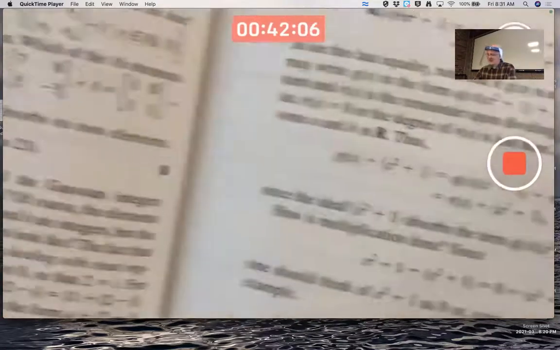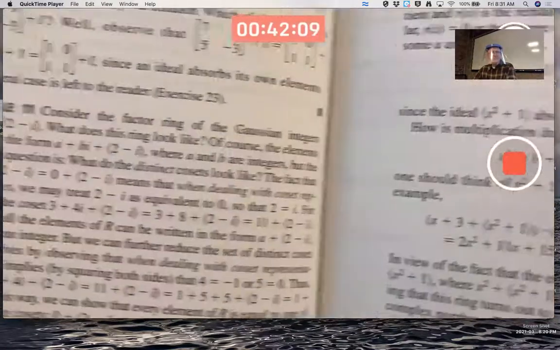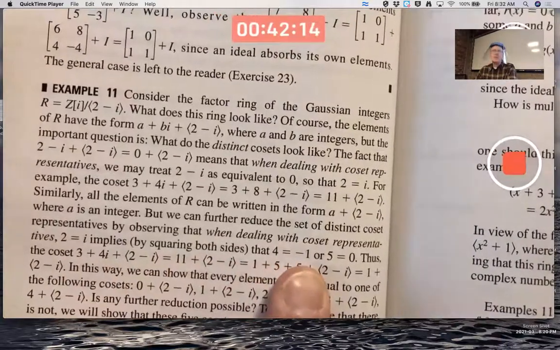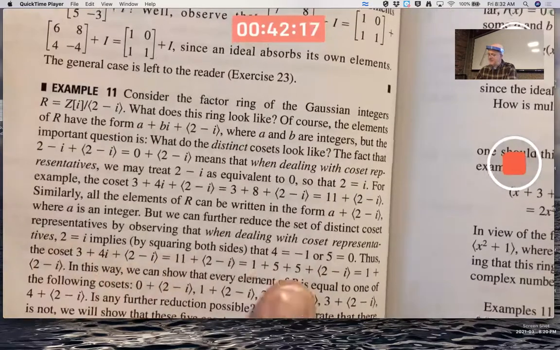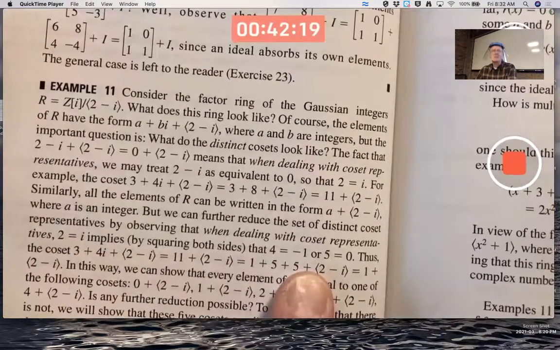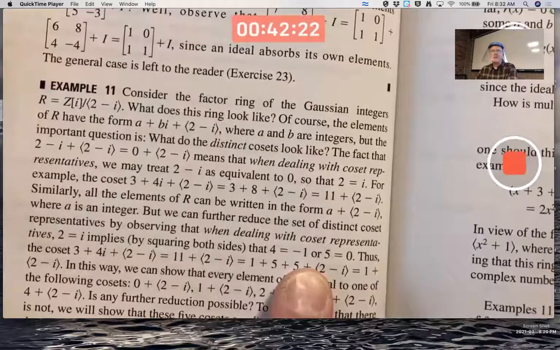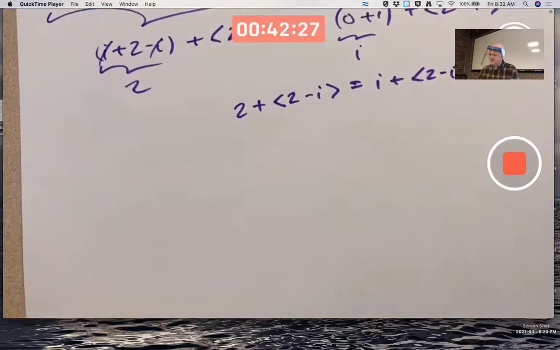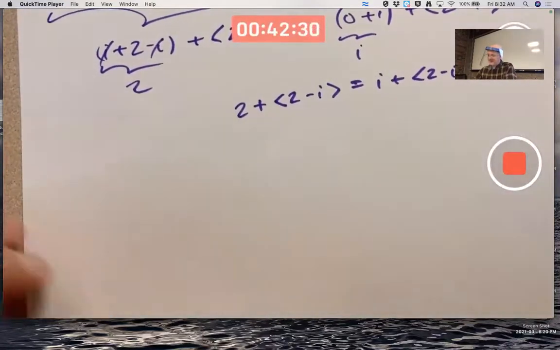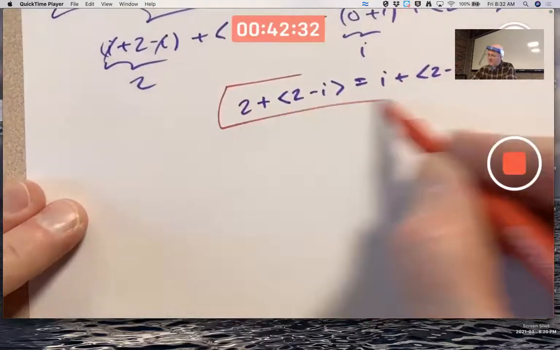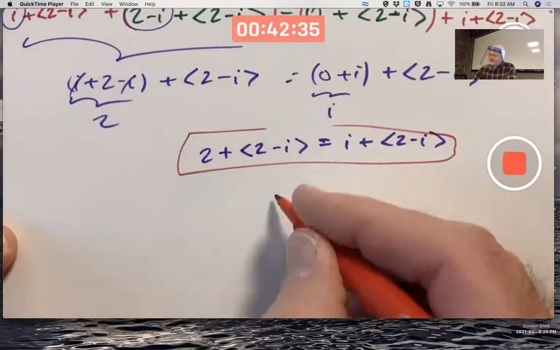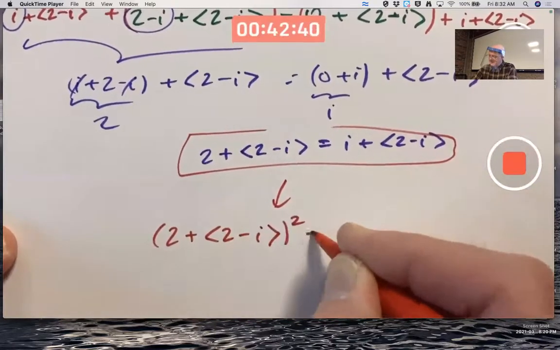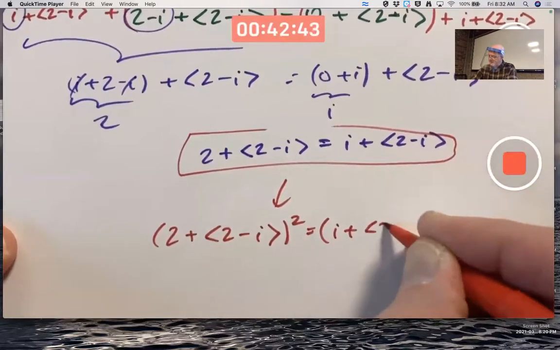The author then goes on to claim that 2 equals i implies by squaring both sides that 4 equals -1. Because 2 squared is 4 and i squared is -1. But what's the author really doing when they say that? Really working with coset representatives. Again, the fact that this is true means if I square both sides, I've got to get the same thing. Squaring in the factor ring.